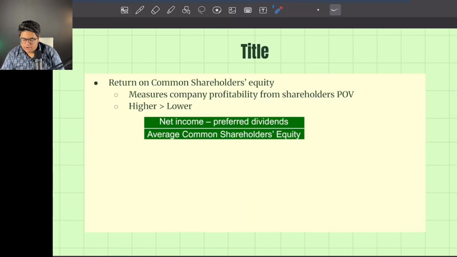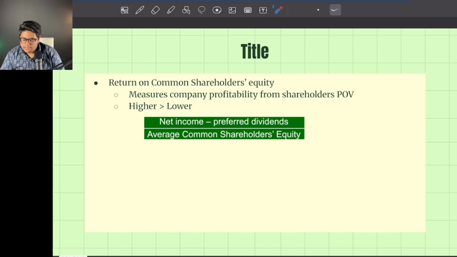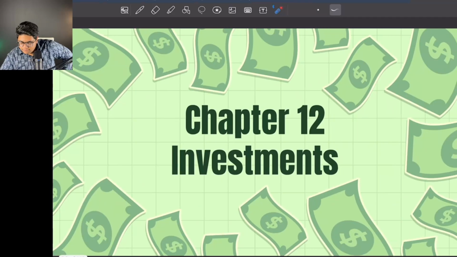It's the return on common shareholders' equity. What this does is it measures a company's profitability from the shareholders' perspective. It basically takes the net income minus preferred dividends, and then it divides by the average common shareholders' equity. So you want this to be higher, greater than lower, because it tells you that you have more net income for your average common shareholders' equity if it's higher versus if it's lower. All right, that's chapter 11.